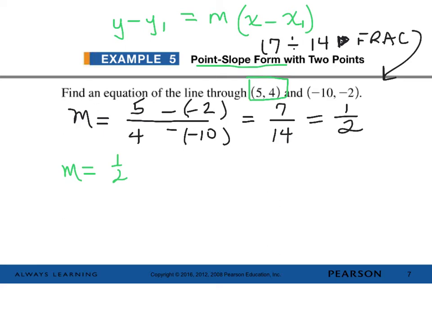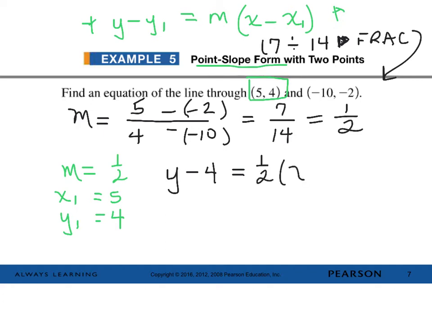And the point x1, y1 gives us the values of x and y in the equation. So x1 is 5 and y1 is 4. And we're going to go straight back into this slope equation up here, this point slope formula. And we're going to write y minus y1, which is 4, is equal to the slope, which is 1/2, times x minus x sub 1, which is 5.